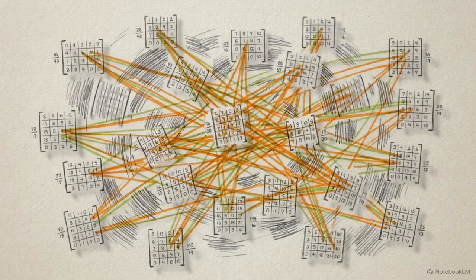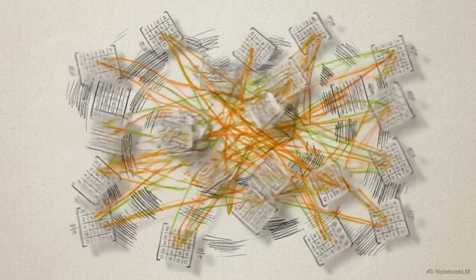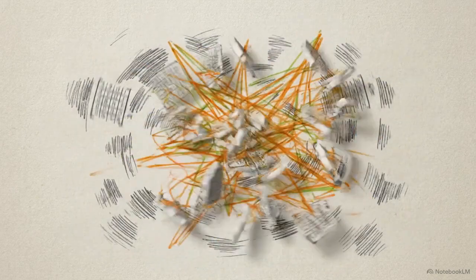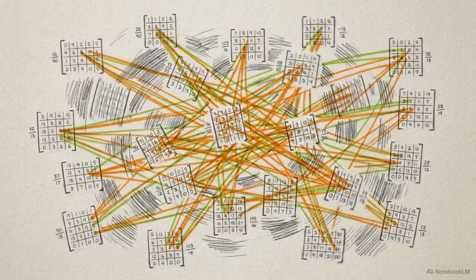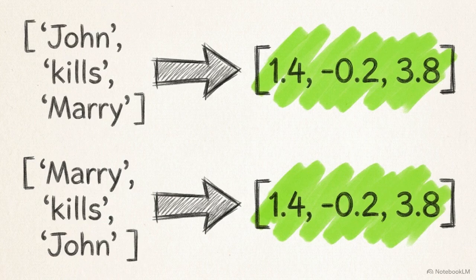However, self-attention contains a massive structural vulnerability. Because it calculates matrix dot products simultaneously in parallel, the math is inherently permutation invariant. Without chronological order, the attention engine cannot differentiate "John kills Mary" from "Mary kills John." It reverts to a highly advanced bag-of-words paradigm.